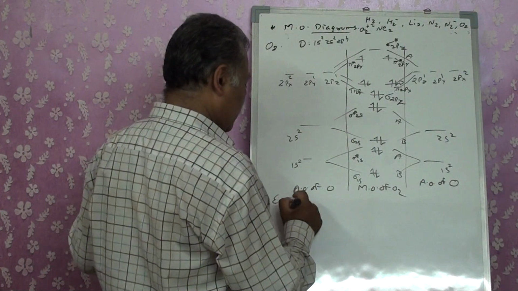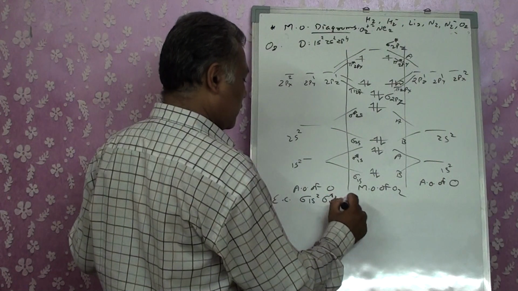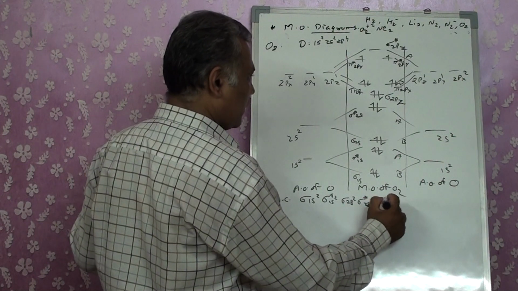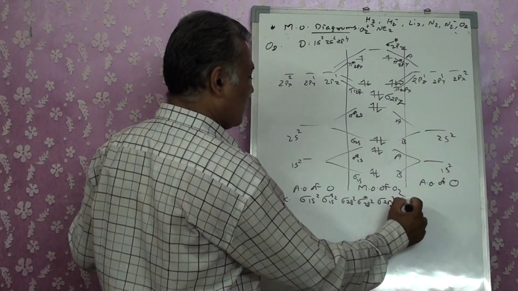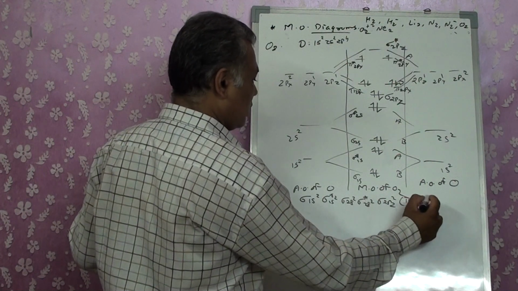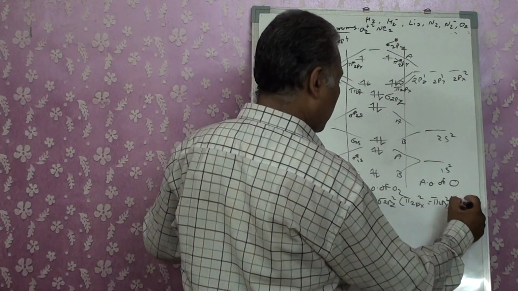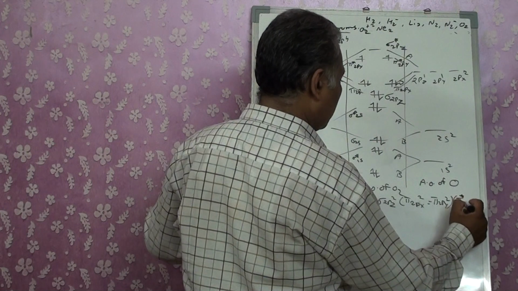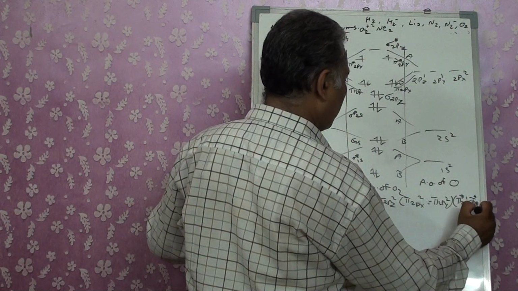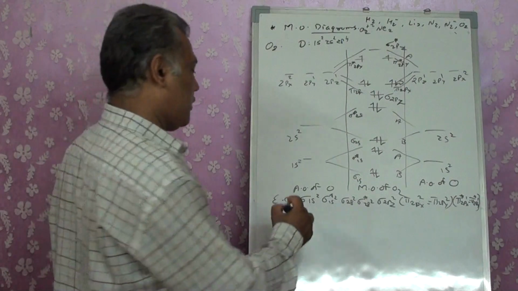So the electronic configuration this time you get as sigma 1s2, sigma star 1s2, sigma 2s2, sigma star 2s2. Then you get sigma 2pz2, pi 2px2 equals pi 2py2. Then you get pi star 2px1 equals pi star 2py1. This is the configuration you are getting.